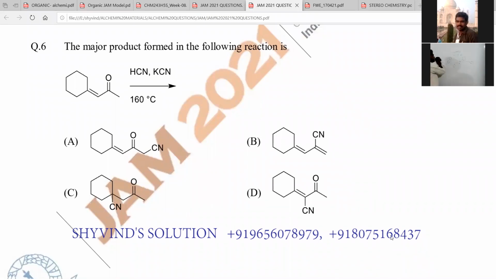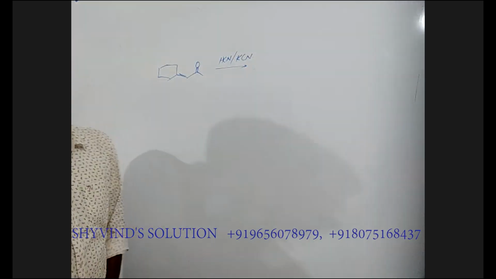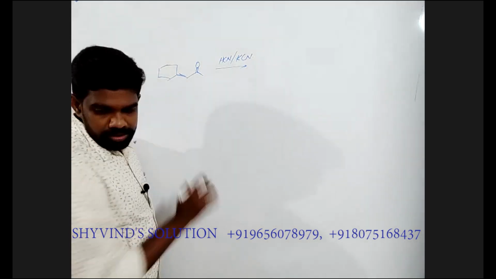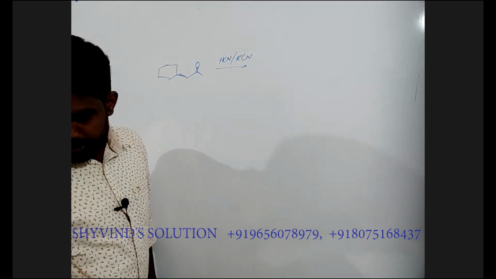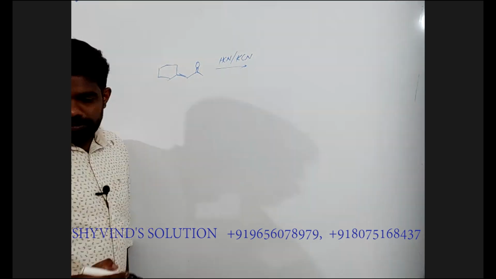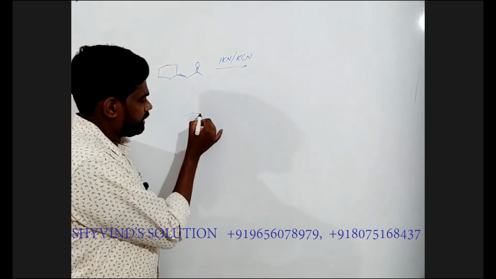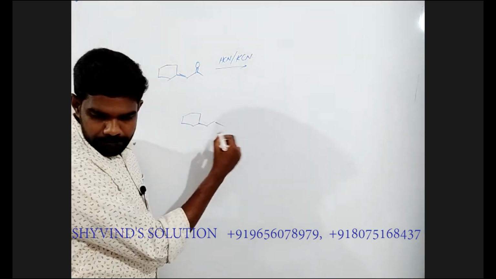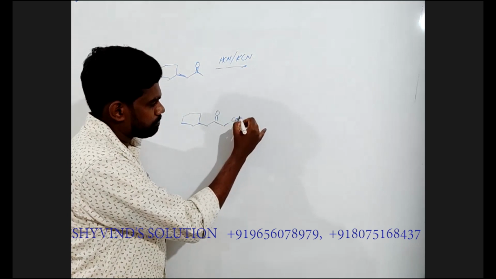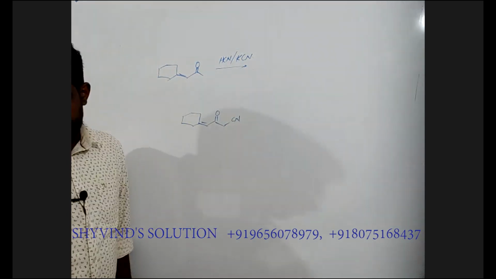So this is question number 6. The major product formed in the following reaction is, that is the question. This is the question given. If you look at the options, you can see one option is given like this. This is the first option given.